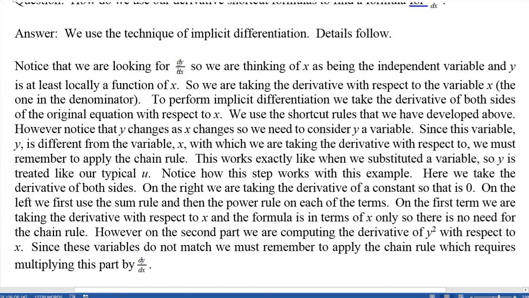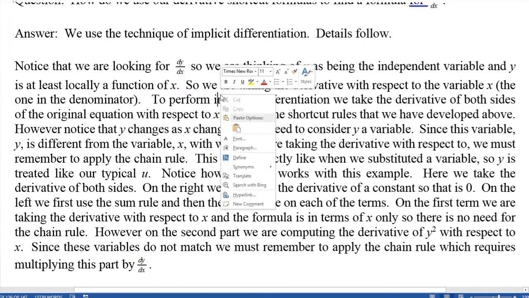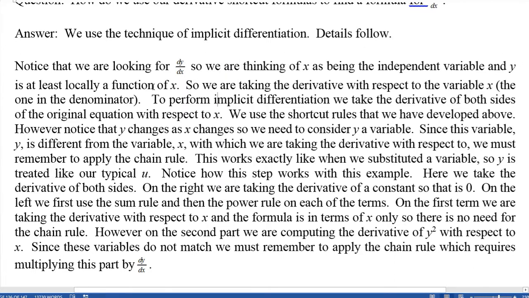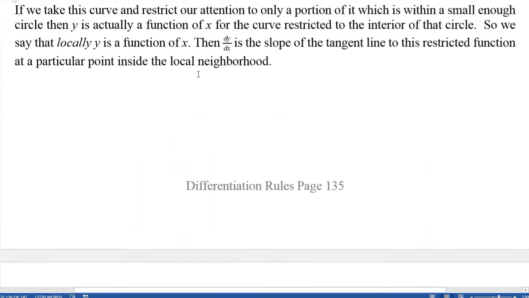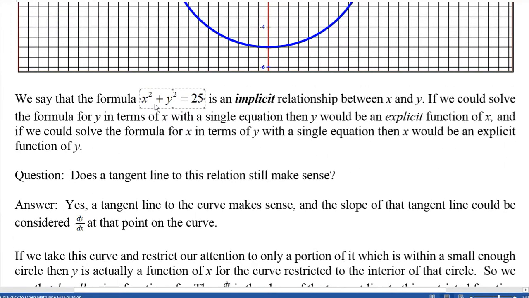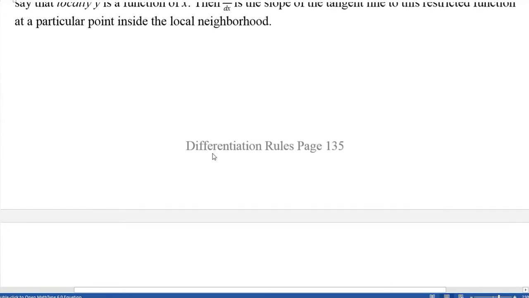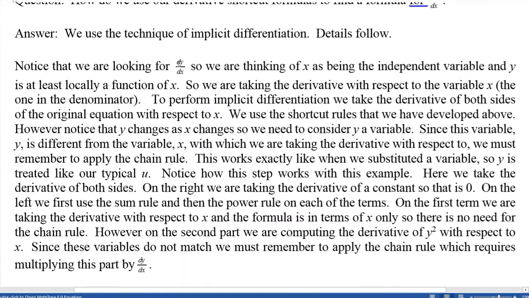So we're looking for dy over dx. So we're thinking of x as being the independent variable and y as being the dependent variable, so that y is at least locally a function of x. So notice the variable that's in the denominator is the one with respect to which you're taking the derivative. Okay, so to perform this, what we're going to do is take our equation, here's our equation, and we're just going to take the derivative of both sides with respect to whatever that denominator variable is, in this case x.